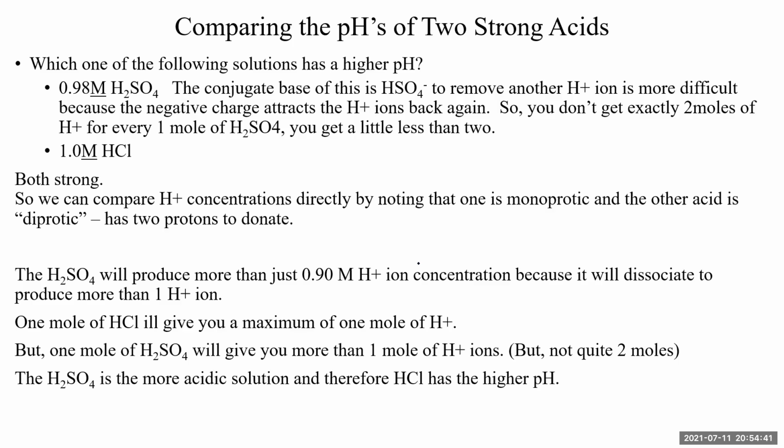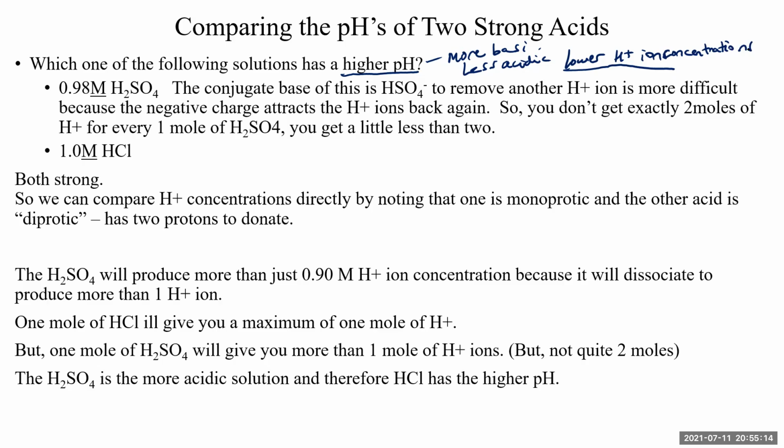So which of the following solutions has a higher pH? Careful, higher pH. What does that indicate? That indicates more basic, less acidic, lower H+ ions. Since we're dealing with acids, we're going to look at the relative H+ ion concentrations. Same thing, but for our purposes. Okay, so let's take a look at this.